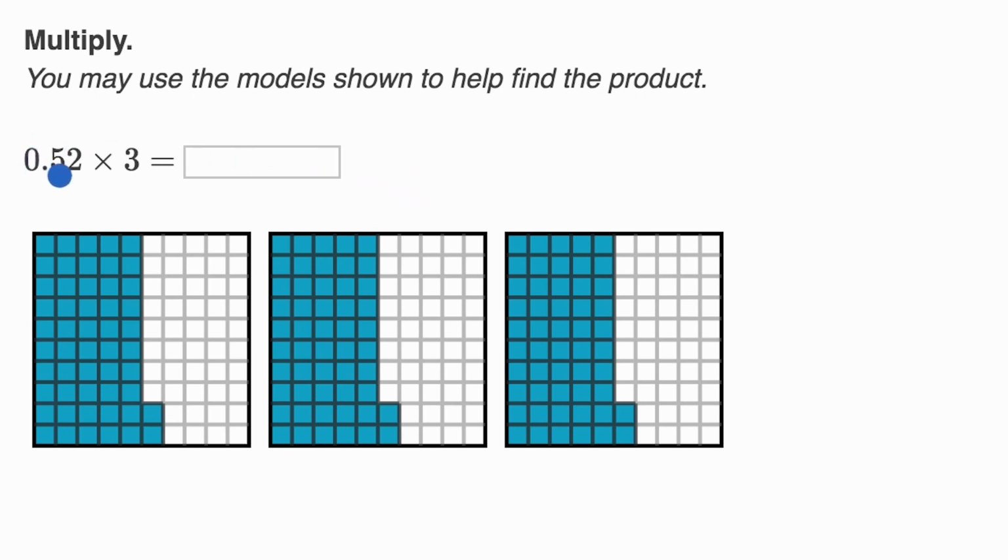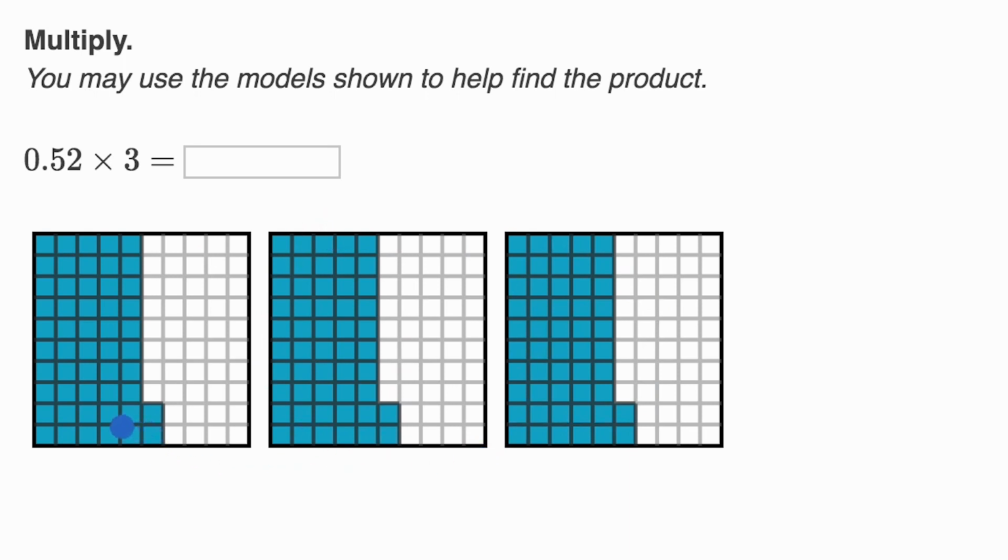All right, so they're saying 52 hundredths times 3, and they have 52 hundredths depicted right over here, and then they have it depicted 3 times. So the total number of hundredths depicted here, that is 52 hundredths times 3, because we have 52 hundredths here, another 52 hundredths, and then another 52 hundredths. So how many hundredths is that going to be?